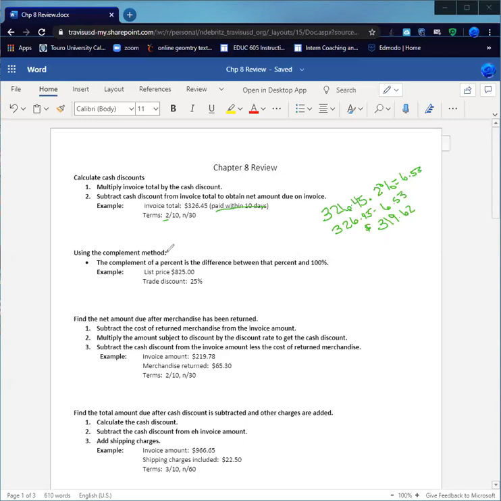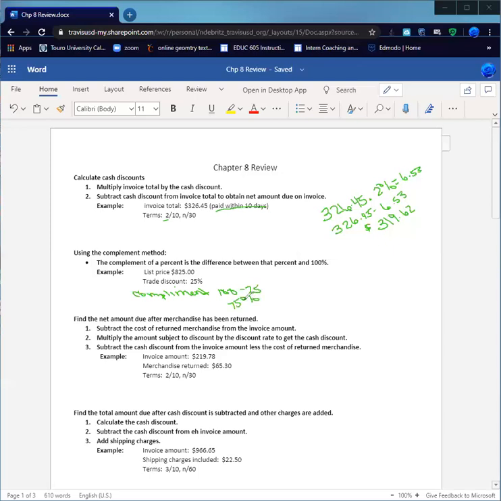We can also use the complement method to find the cash discount. So in this case, a trade discount is considered a cash discount. Sometimes it's a percent and sometimes it's an amount. So we're going to use the complement. The complement of a percent is the difference between the percent and 100%. So my trade discount is 25%. So the complement is 100 minus 25, which is 75%.